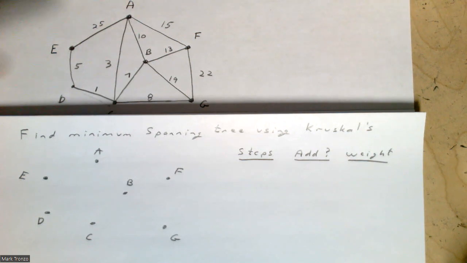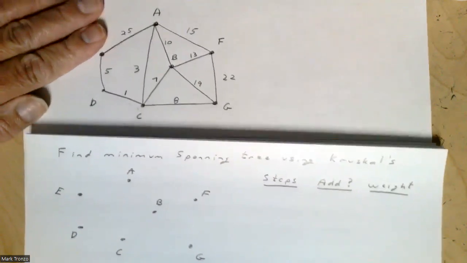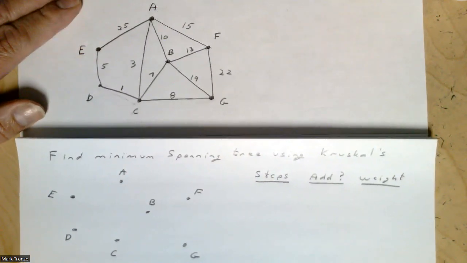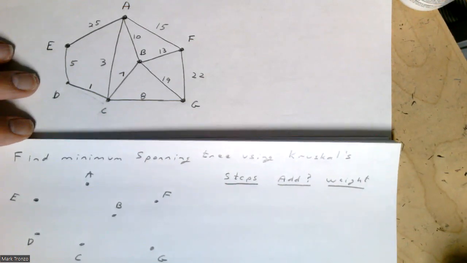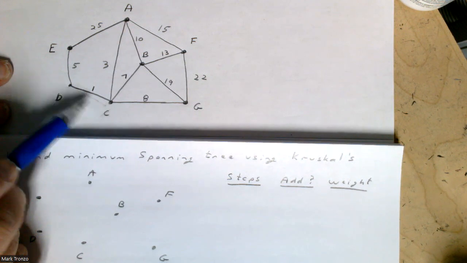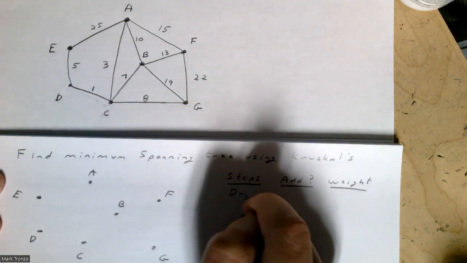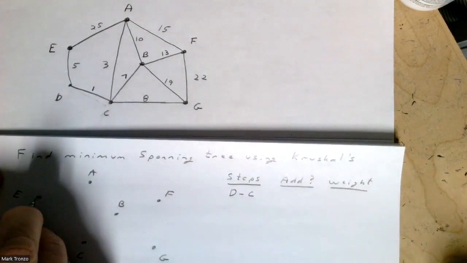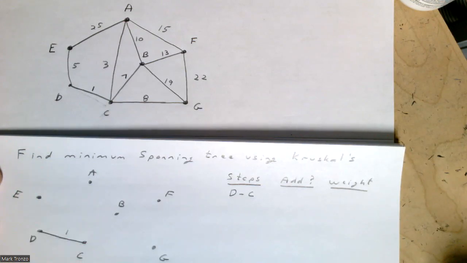Again, if we look at our graph, let me pull this up a little bit so we can put everything in the same picture here. So let's start. According to our algorithm, we start with the smallest weighted edge, and that's going to be this one, DC. So we're going to put that DC over here and put that one with it.